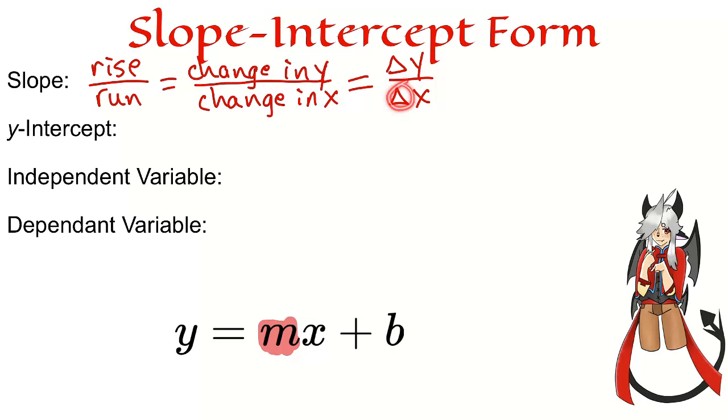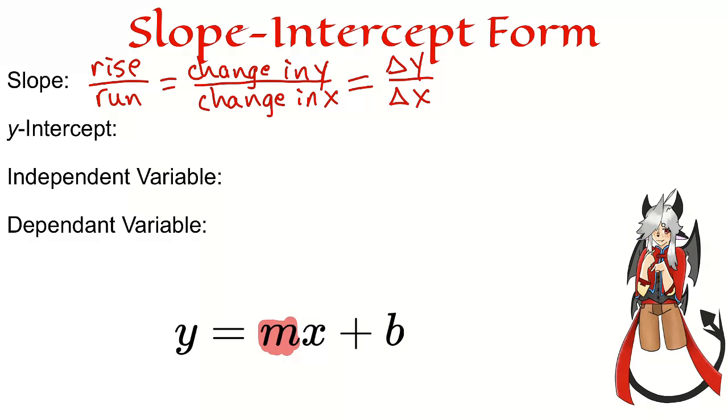So this delta just means change in. It's a Greek letter that we use in math to shorten it. We don't have to write out change in. And there's another way to do that, and I'm not going to focus on it today. There's going to be something else that we add here next class.